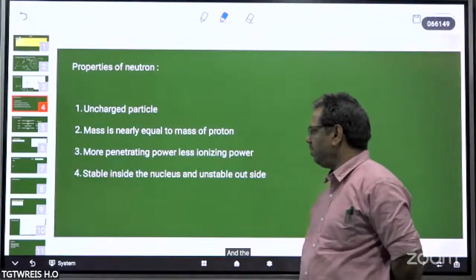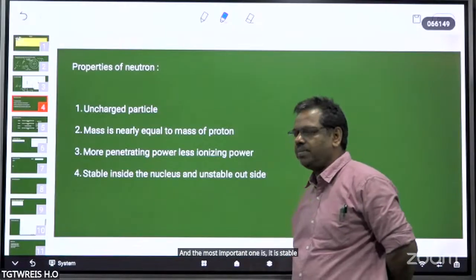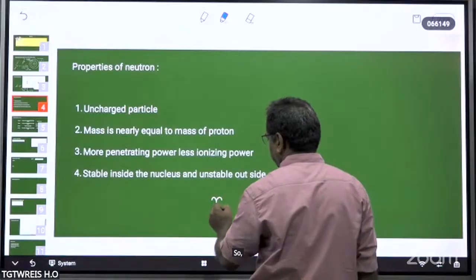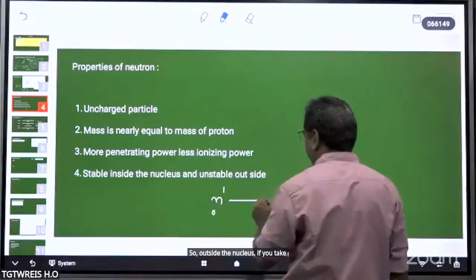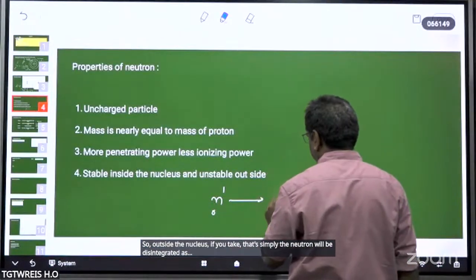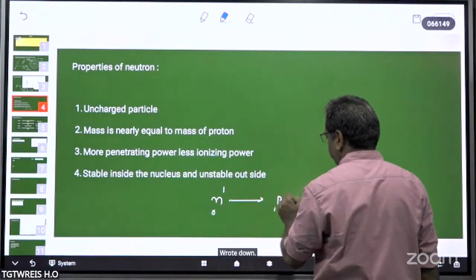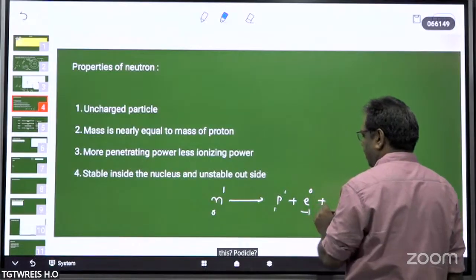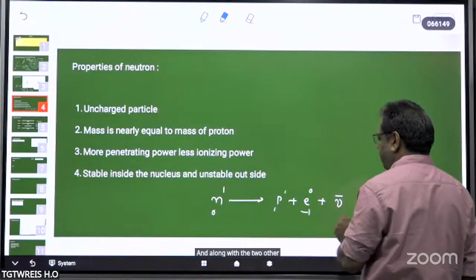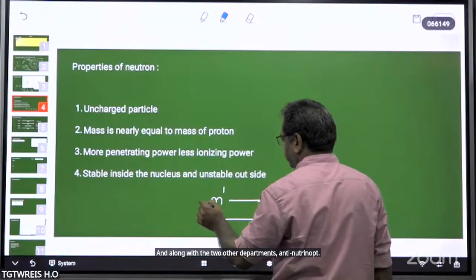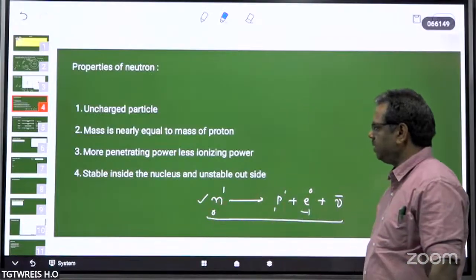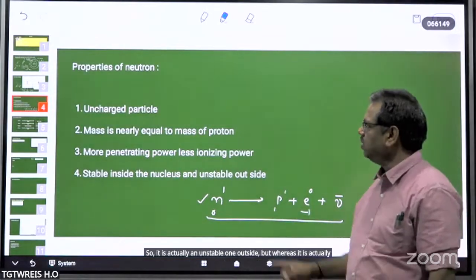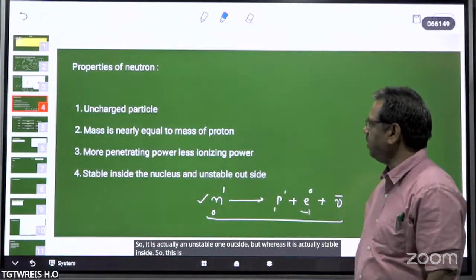And the most important one is it is stable inside the nucleus, but it is unstable outside the nucleus itself. So outside the nucleus, if you take simply the neutron, it will disintegrate into a proton plus an electron, and along with that you will get an anti-neutrino. So it is unstable outside, whereas it is stable inside. So this is about our neutron itself.